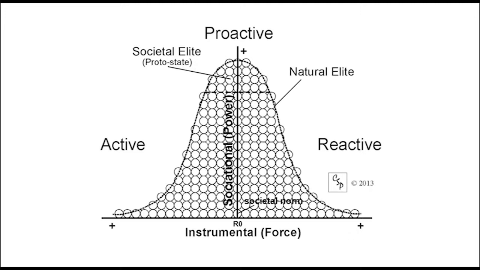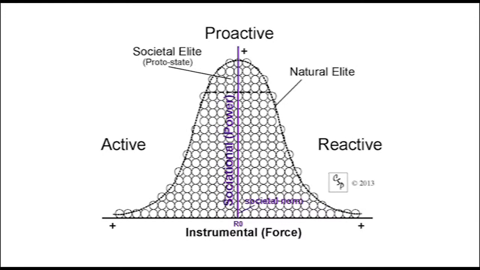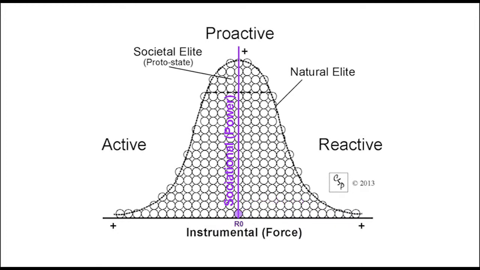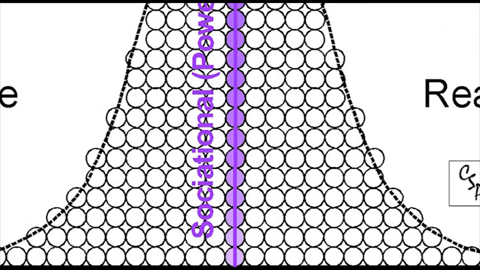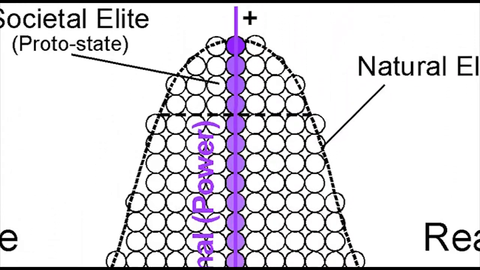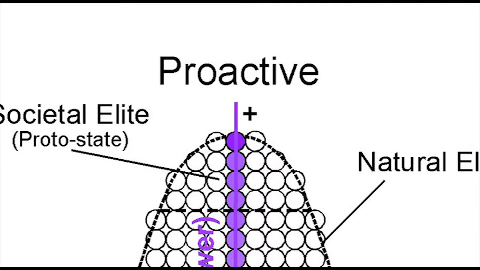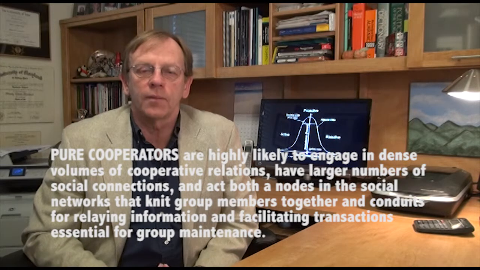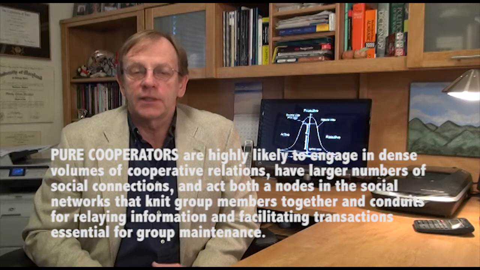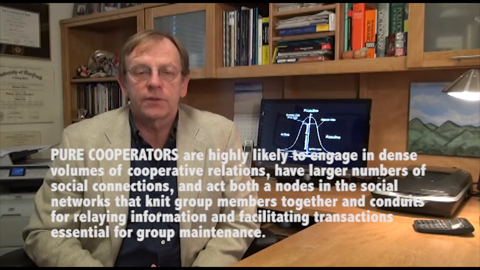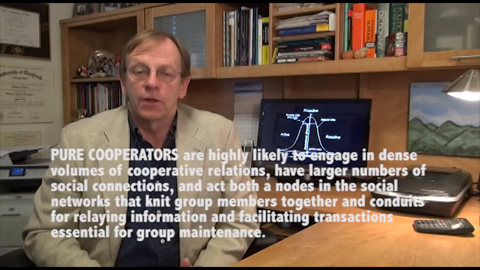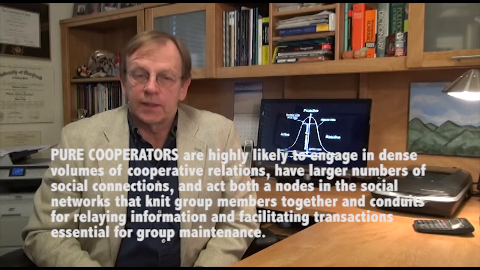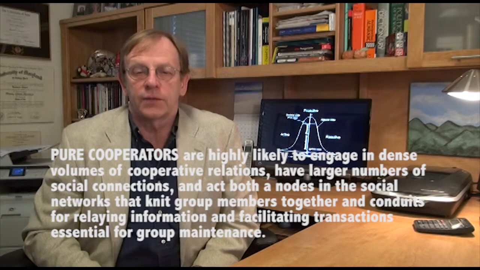The concept of relative zero may be better understood as referring to the entire y-axis, from the point of genesis to some technologically determined associational maximum. From this perspective, individuals positioned along the y-axis may be thought of as the backbone of the social identity group. As pure cooperators, or to use Martin Nowak's term, super cooperators, they are highly likely to engage in dense volumes of cooperative relations, have higher numbers of social connections, and act both as nodes in the social networks that knit group members together, and conduits for relaying information and facilitating transactions essential for group maintenance.